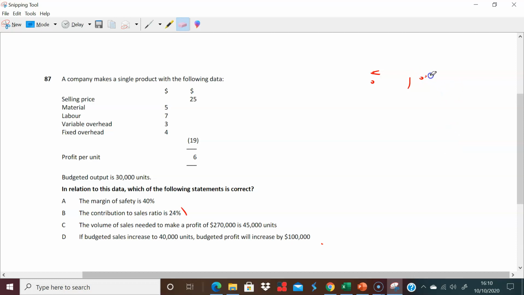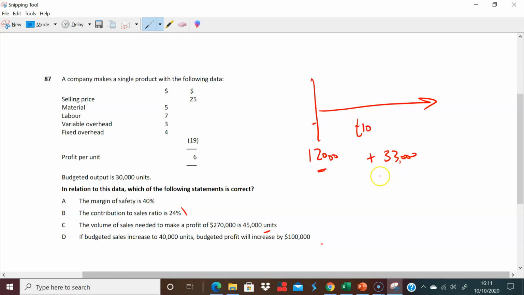Yeah. So let's look at the next two carefully. It says the volume of sales needed to make a profit of this is 45,000 units. There are many ways to do it, but I think you can be creative about this. You know that once you get past 12,000 units, everything you're making is all contribution, contributing towards profit. So I'm making 12,000 units, and if I'm going to be making 45,000 units, that's an extra 33,000 units.